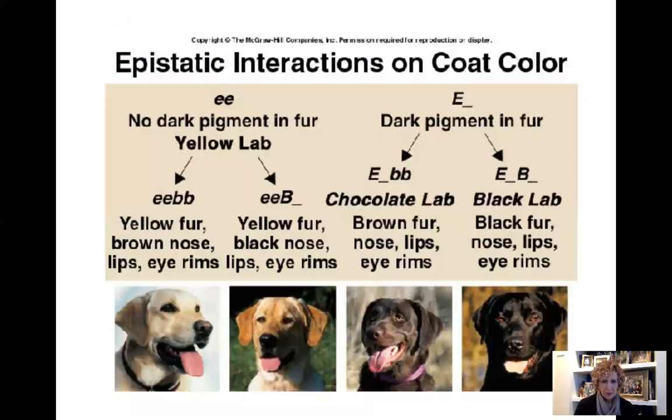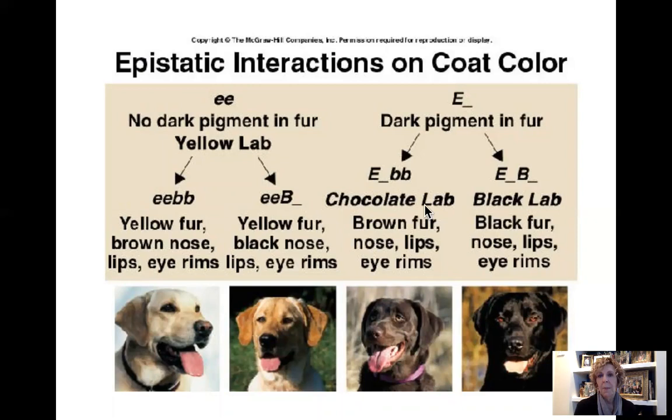So here we have an example of one of my favorite dogs, the Lab. And you can see that in this case, it's actually using the letter E for the color deposition. But here in a yellow Lab, I have a double recessive here. I don't have the color deposition gene, for it's recessive. And so even though I have a big B here, the only place it's going to be deposited is in the nose and the lips and the eye rims of the dog.